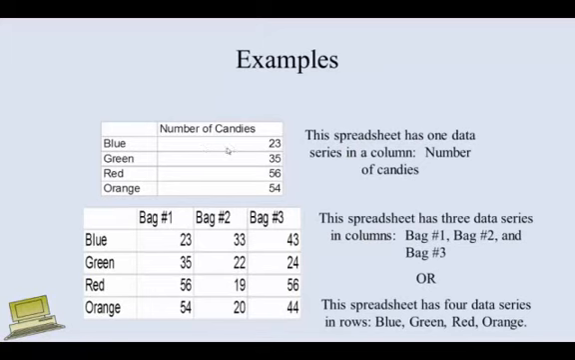For example, we have this data. You can see the number of candies: blue, green, red and orange, and for those we have 23, 20, 35, 56 and 54. This is the data that is given, and we want to form a bar chart and a pie chart. Then how can we form it? Another data is given over here, that is blue, green, red and orange, and we have different bags, bag 1, bag 2 and bag 3, and we want to form the graph from this chart.